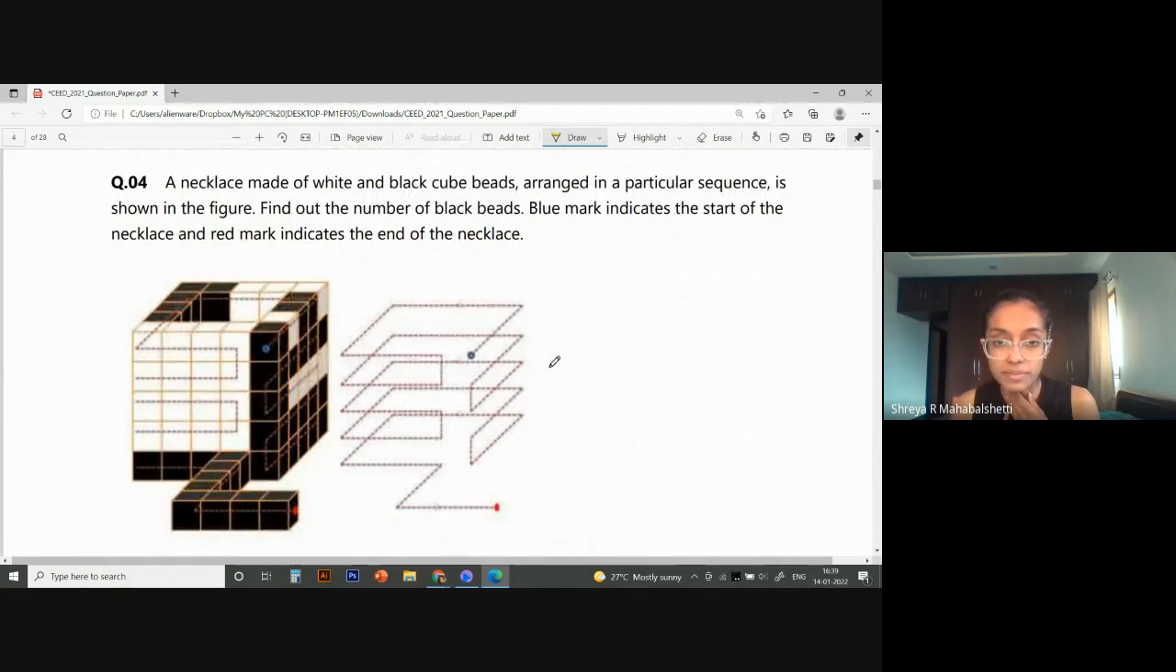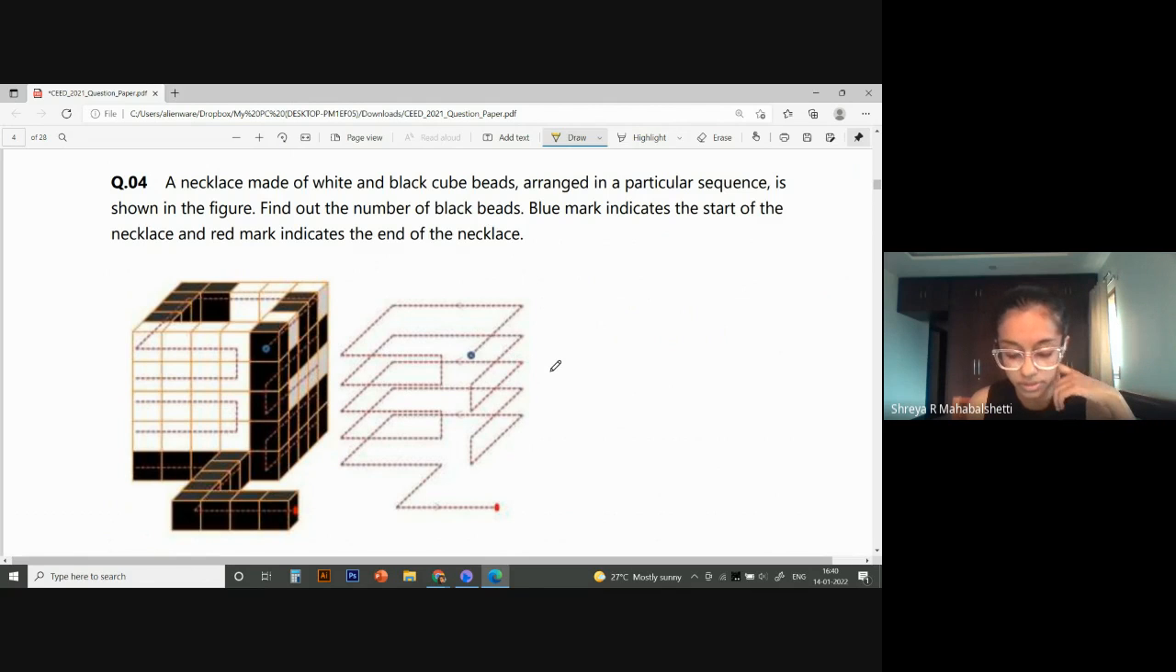A necklace made of white and black cube beads arranged in a particular sequence is shown in the figure. Find out the number of black beads. Blue mark indicates the start of the necklace and the red mark indicates the end of the necklace. Now let's look at the sequence. So there's a black bead, then there's a white bead, then there are two black beads. But now I expected there could be two white beads. Why are there three? And then is the next one three again? No, that's five. And then post that there are randomly a lot of other white colored multiple beads. So it is not an arithmetic progression sequence, right? Like a simple one. It's not.